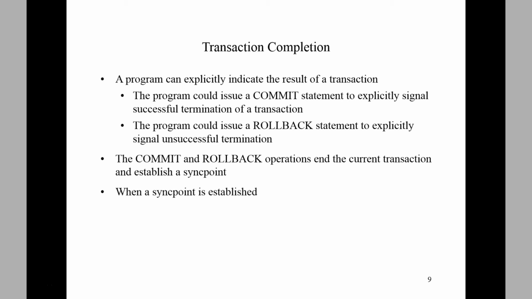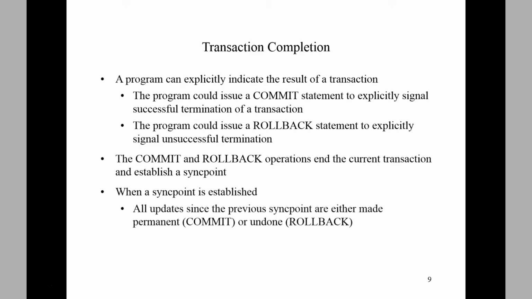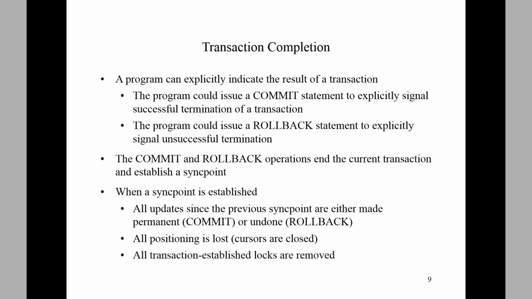When a sync point is established, all updates since the previous sync point are either made permanent if we issued a commit, or they're undone if a rollback was issued. All positioning is lost. What this means is that cursors used to process result sets are closed. And all transaction established locks, a concurrency control mechanism, will be released or removed.